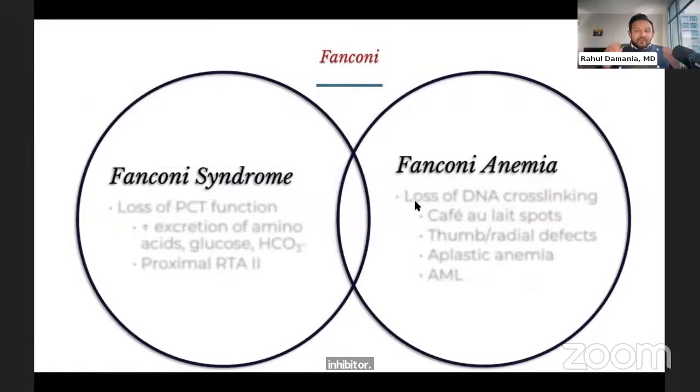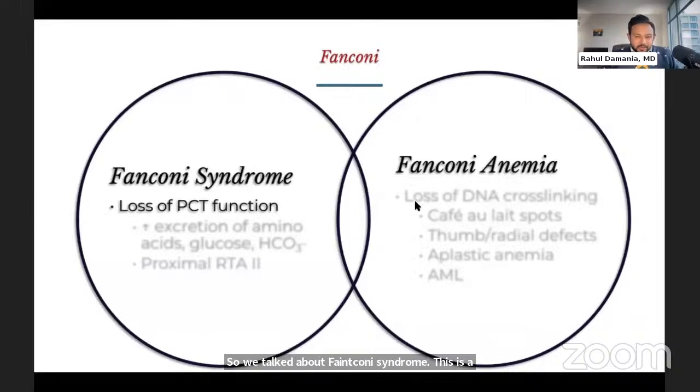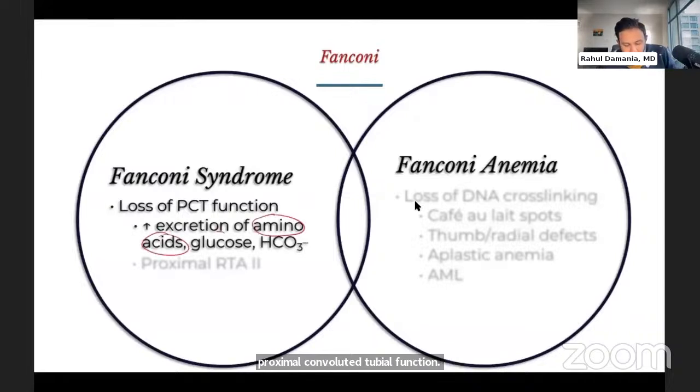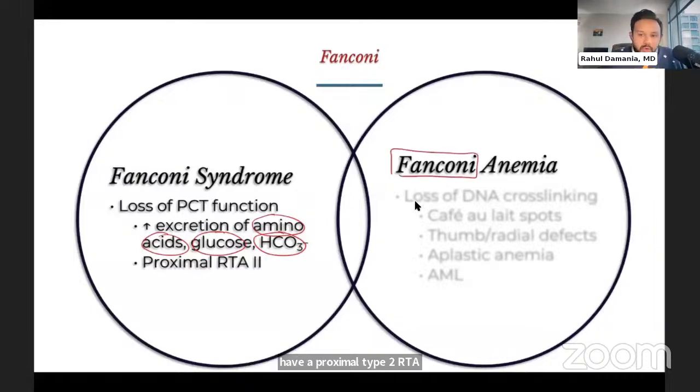Now, I've heard of Fanconi in other pathologies, and this is exactly how I learned when I was going through the USMLE process. If I recognize, hey, there should be some other Fanconi, I just Venn diagram them and put them together. So we talked about Fanconi syndrome. This is a loss of proximal convoluted tubule function. You're going to have increased excretion of amino acids, glucose, as well as bicarbonate, and you're going to have a proximal type 2 RTA.